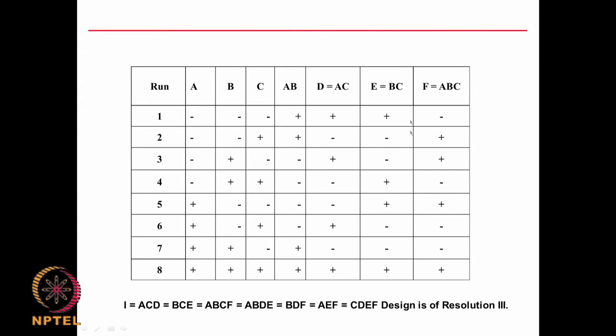Okay. Same thing here. So, suppose I want to have more variables, say D, E, F, and I want to do only 8 experiments. Okay. This is a resolution 3 design. As you can see, D is equal to AC, E equal to BC, F is equal to ABC. Okay. So, the I, that is a design generator, is equal to ACD, BCE, ABCF, and so on actually.